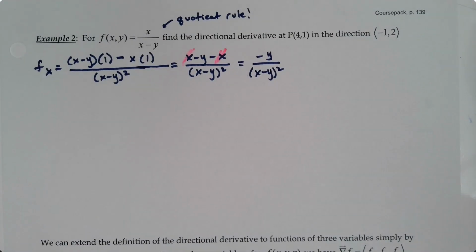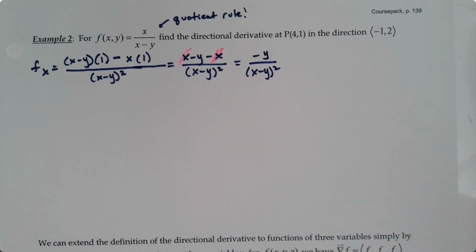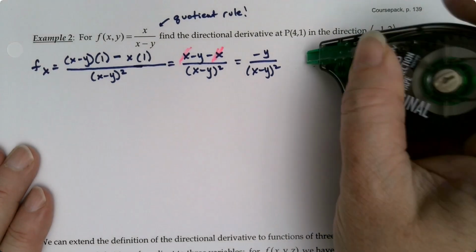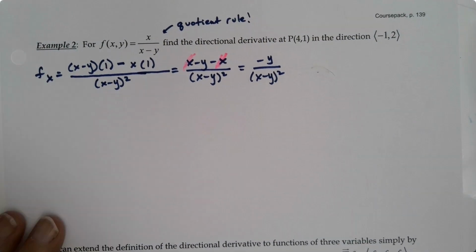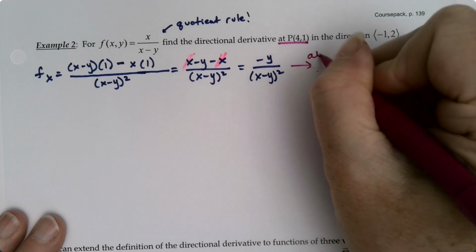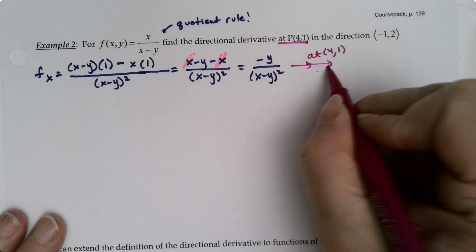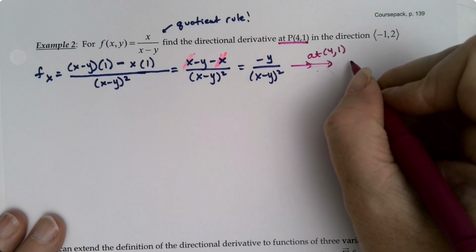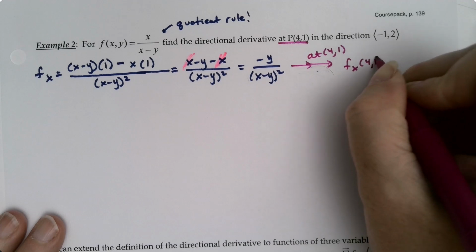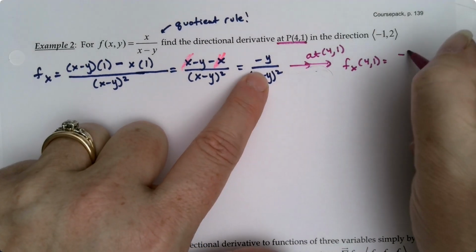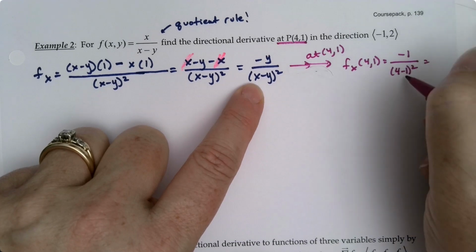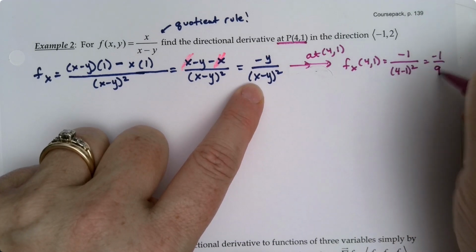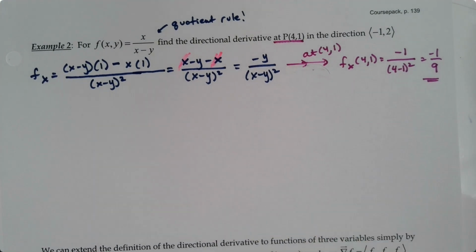Now, that is the general derivative of f with respect to x. But of course, we want it at a particular point. Let me put this in a different color here. So we want it at (4, 1), because (4, 1) was the particular point we are looking at. So let's put that in. At (4, 1), what we're going to get is f sub x at (4, 1) equals negative 1 over 4 take away 1 squared. That's 3. So 3 squared is 9. So negative 1 over 9. We will keep that in mind for later.